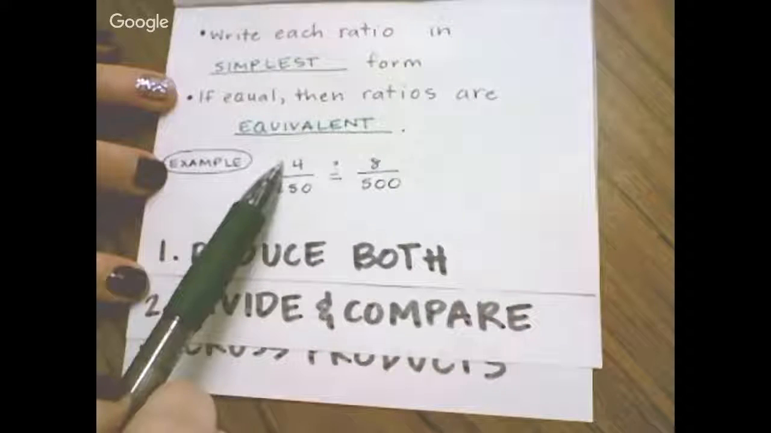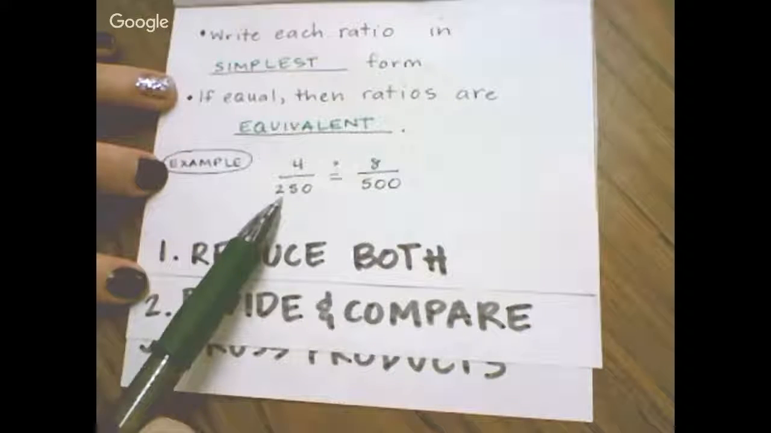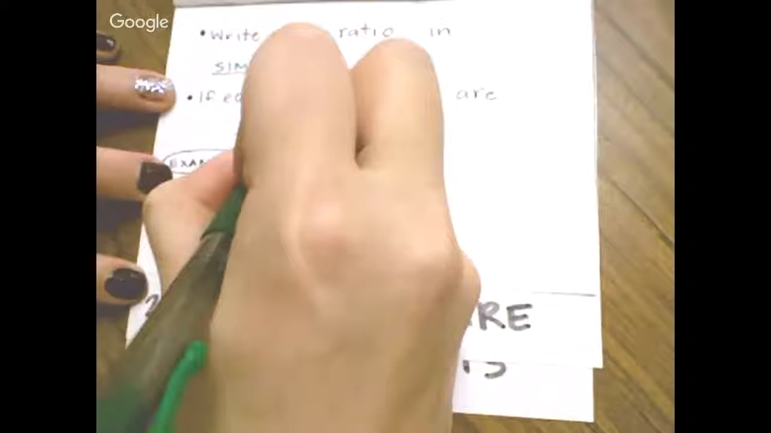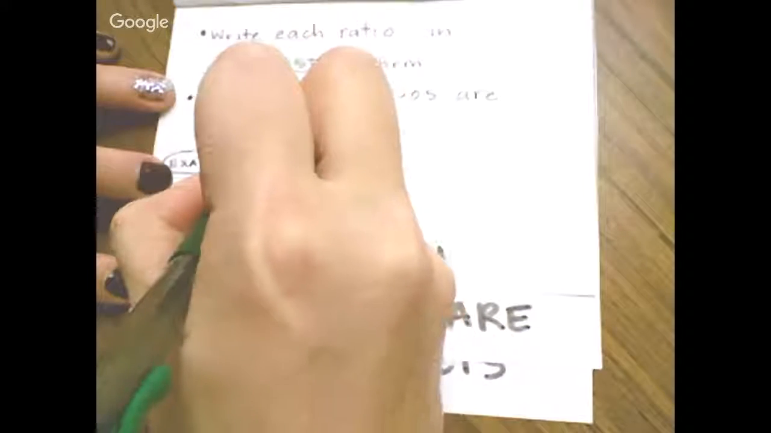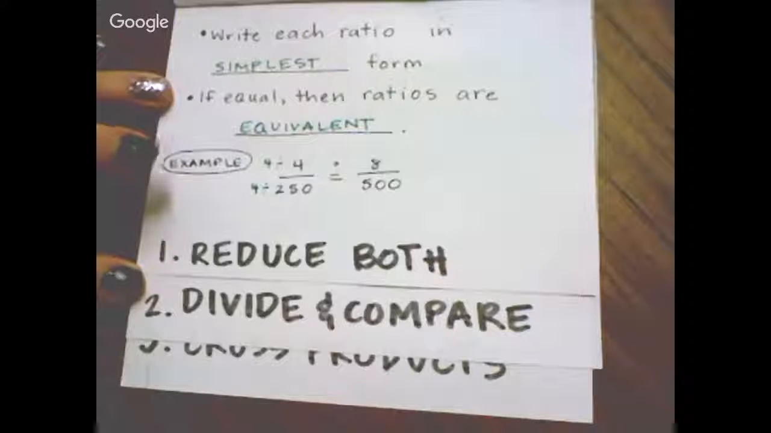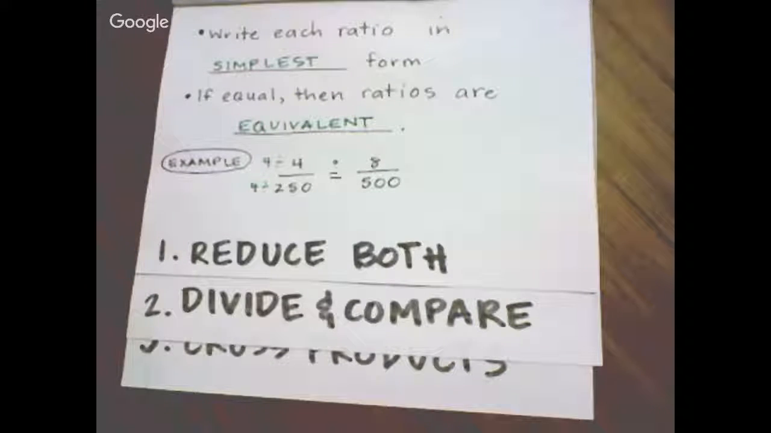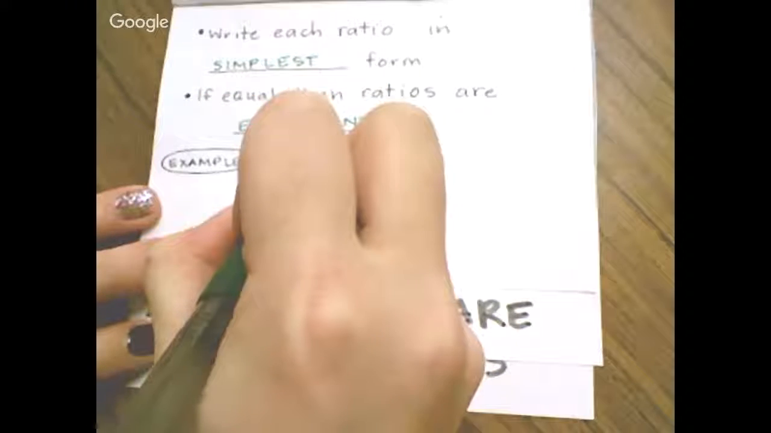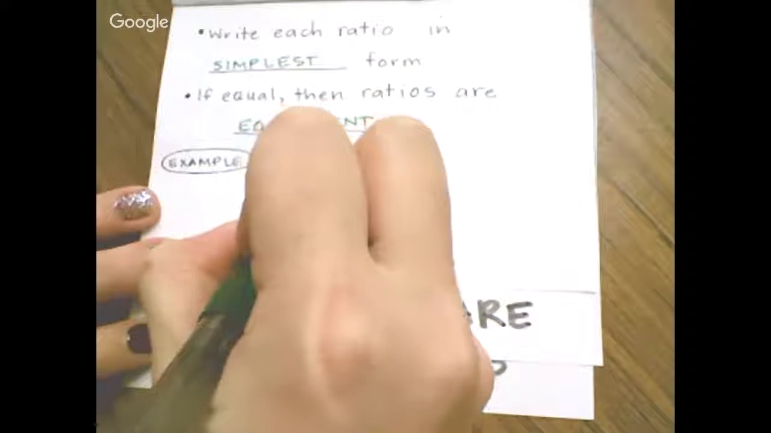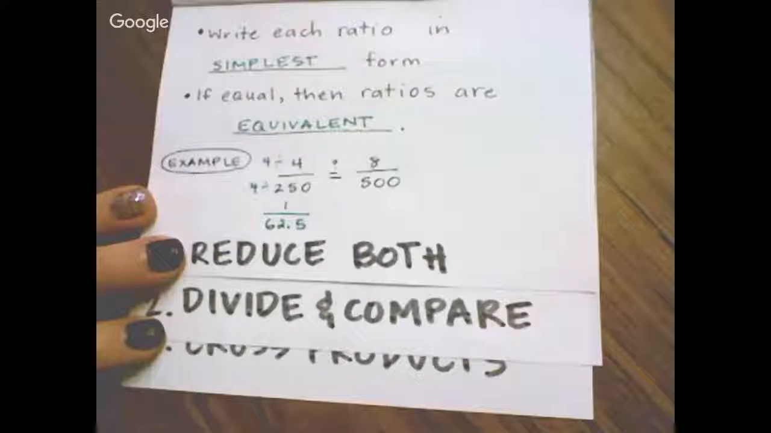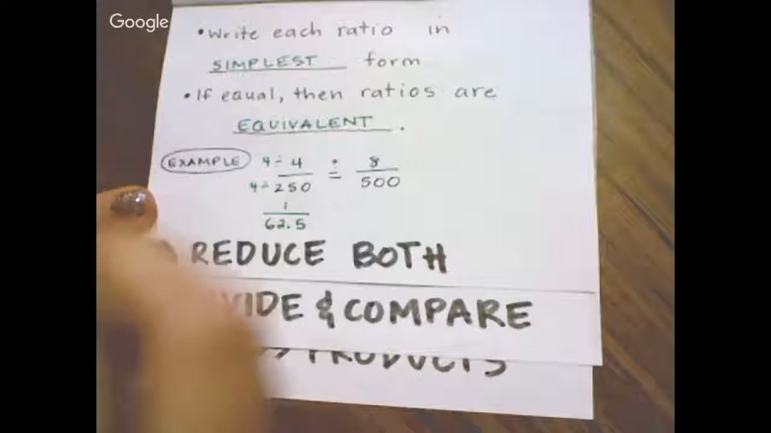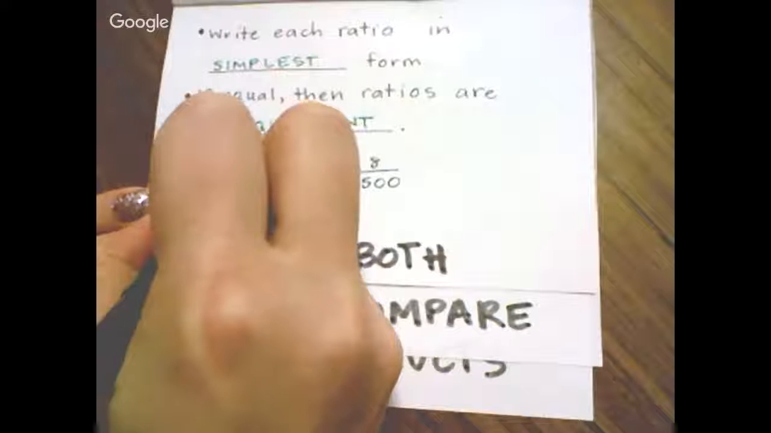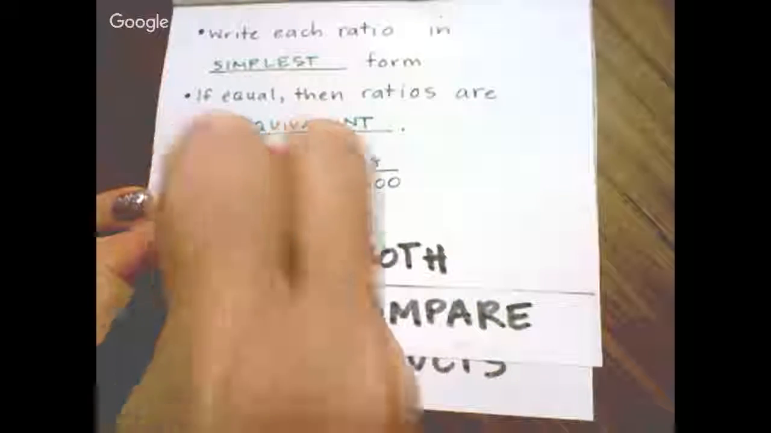So looking at my 2 fractions, I have 4 over 250. If I divide both of those by 4, then I'm going to get, divide both of them by, no, we divide by 4. 1 over 62.5. You could also divide by 2 over 125.